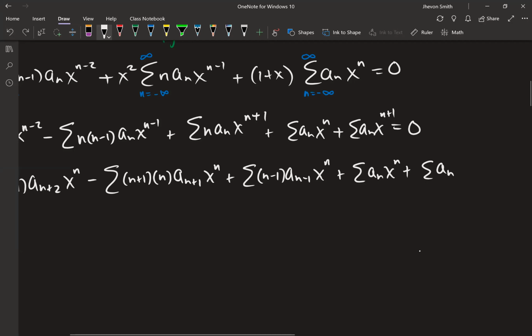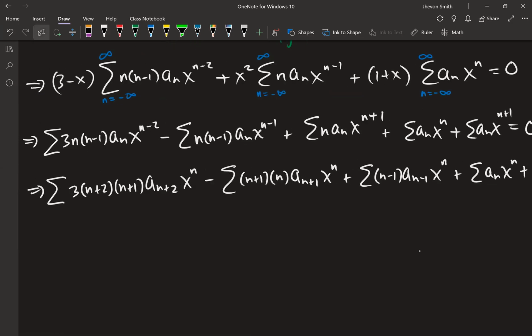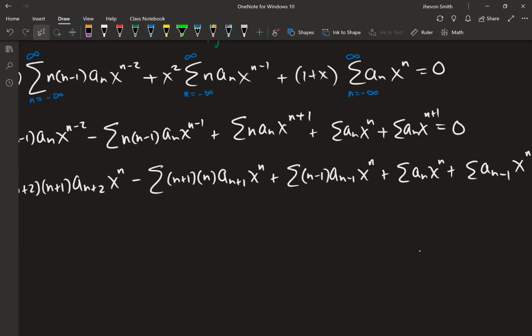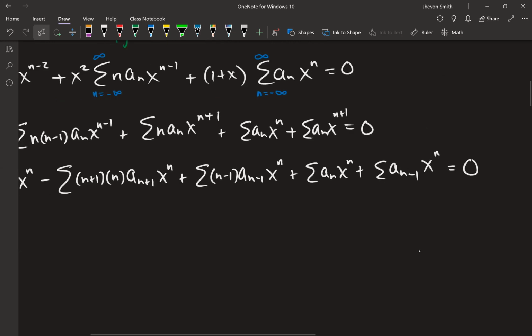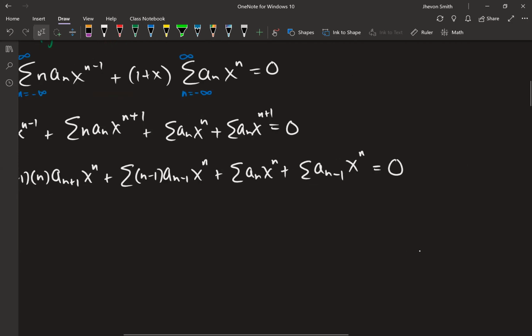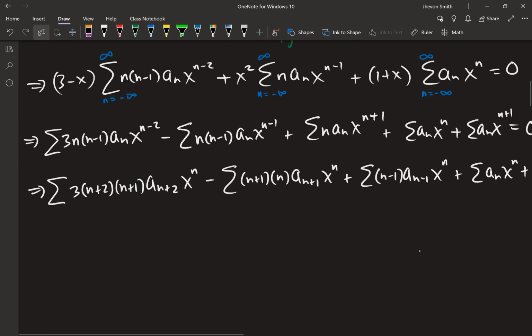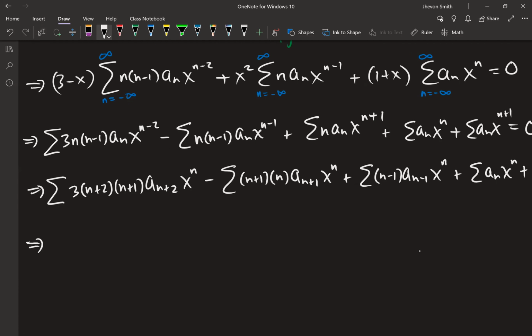To shift this guy. Okay, so I shift all n's to n plus 2's in the first series, shifted all n's to n plus 1's in the second series, shifted all n's to n minus 1's in the third series, left the fourth series alone, shifted all n's to n minus 1's in the last series. Now all of those guys have power n's. As for the indices, I do not care where they are. I can just bring everything into one big series at this point.